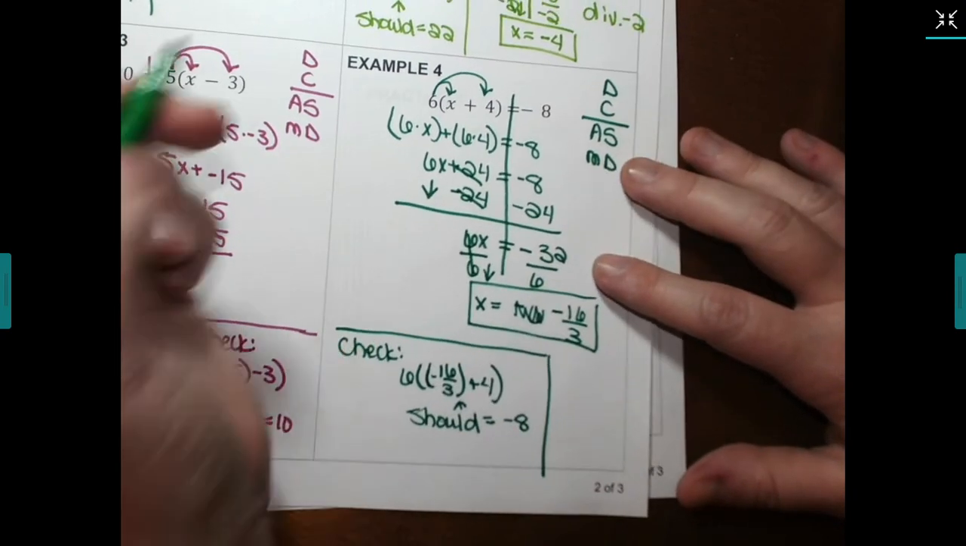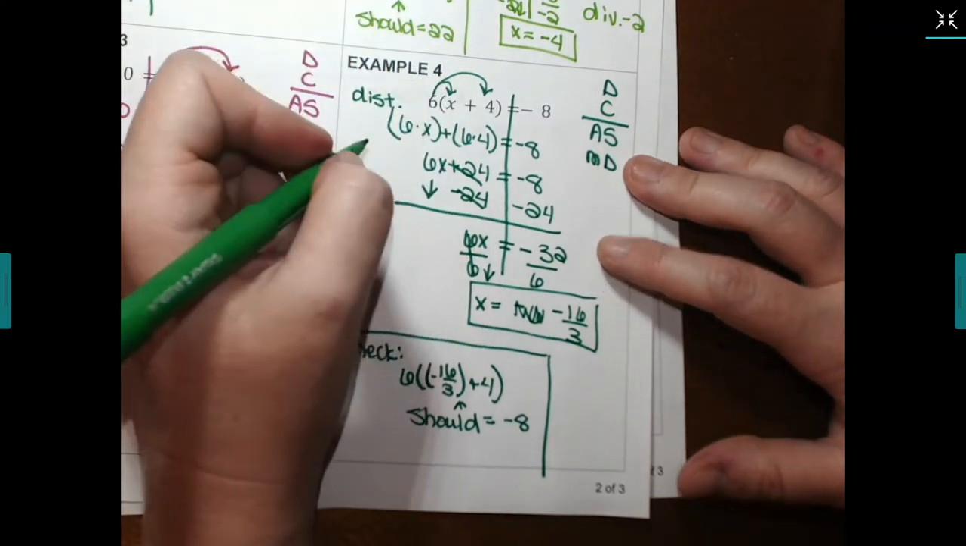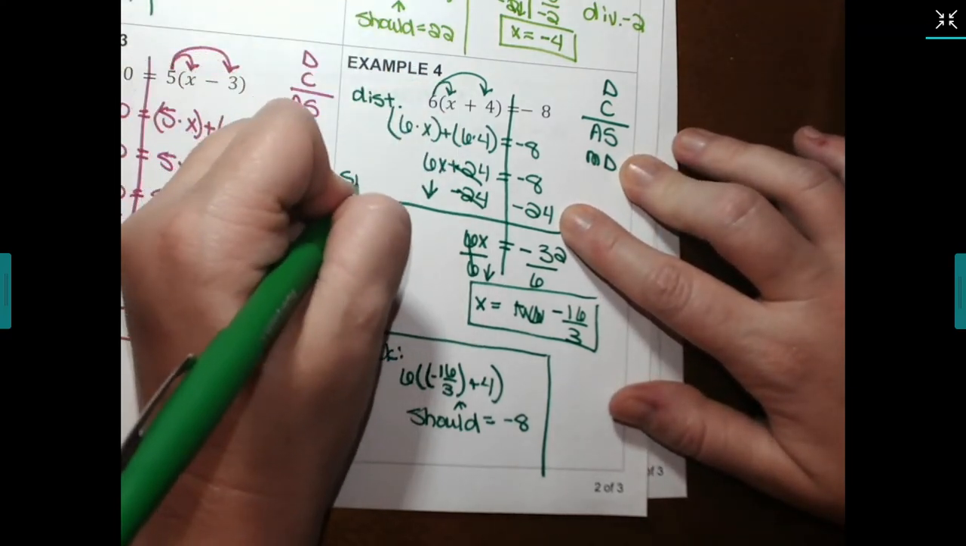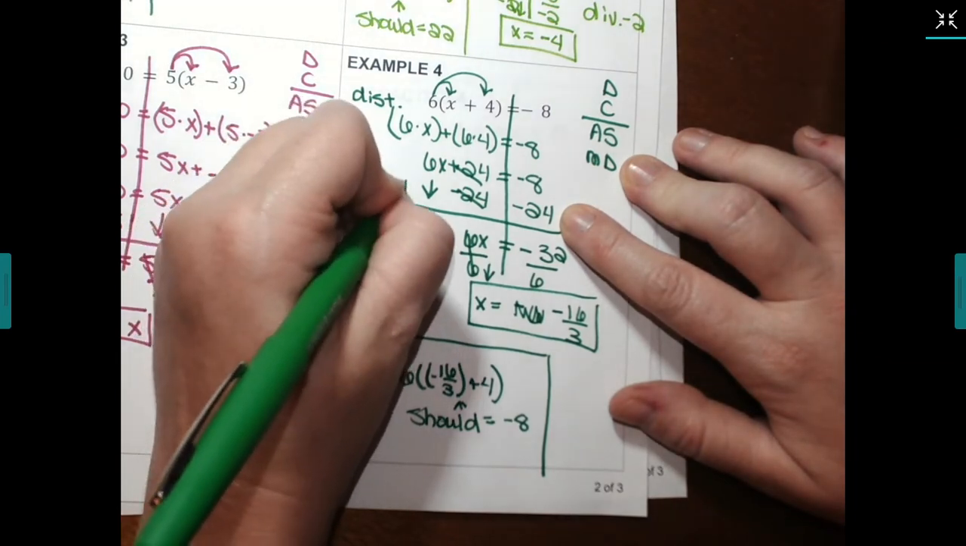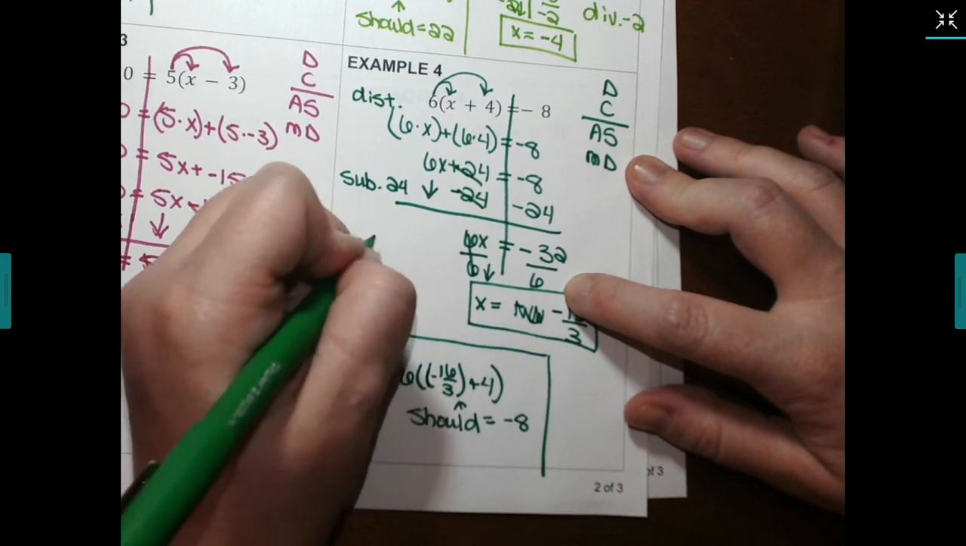Let's talk about our steps. First step, we distributed. Then we subtracted 24 from both sides. Then we divided both sides by 6.